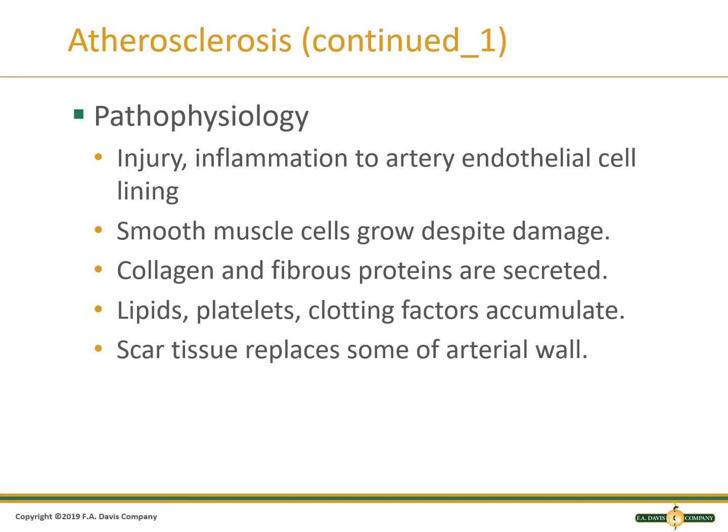The pathophysiology of atherosclerosis is one that has multiple steps, all of which affect the inner lining of the artery. Injury and its resulting inflammation to the artery endothelial cell linings causes the immune system to activate and bring white blood cells to the damaged area. This damage to the smooth muscle cells stimulates growth of new smooth cells, and these cells secrete collagen and fibrinous proteins. With the triggered immune system and new cell growth, lipids, platelets, and clotting factors accumulate, narrowing arteries. Furthermore, scar tissue replaces some of the arterial wall as the accumulated collagen and platelets settle in.